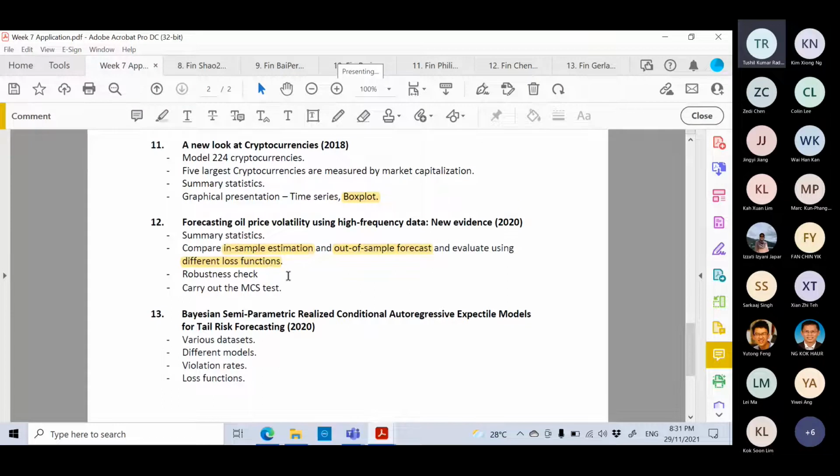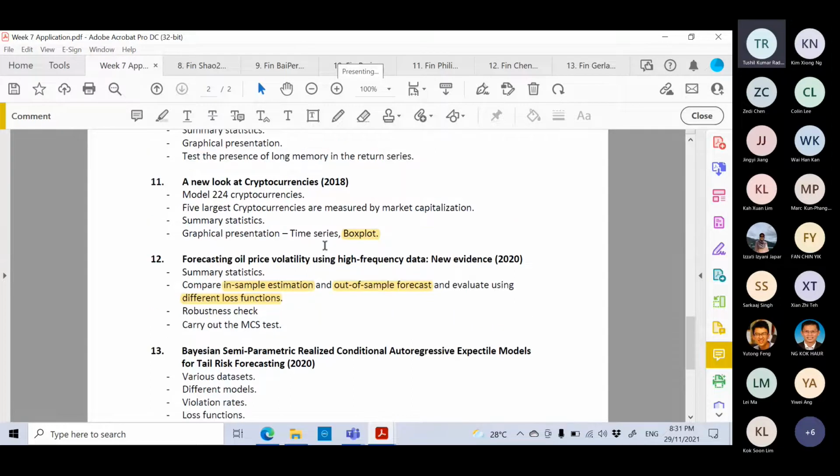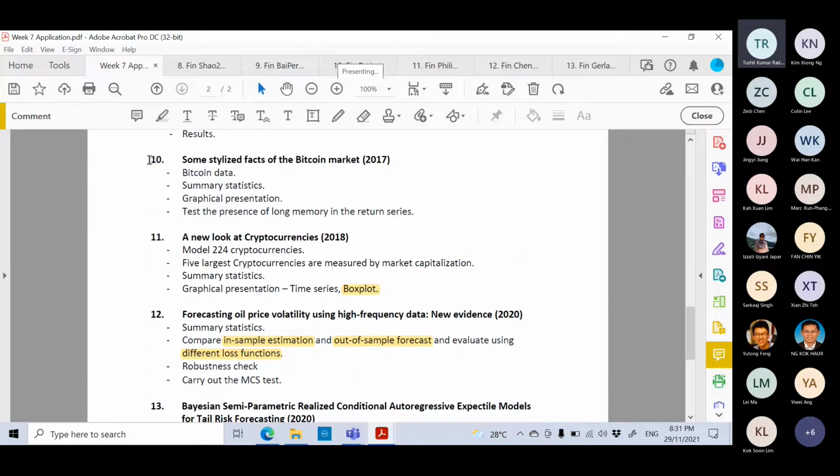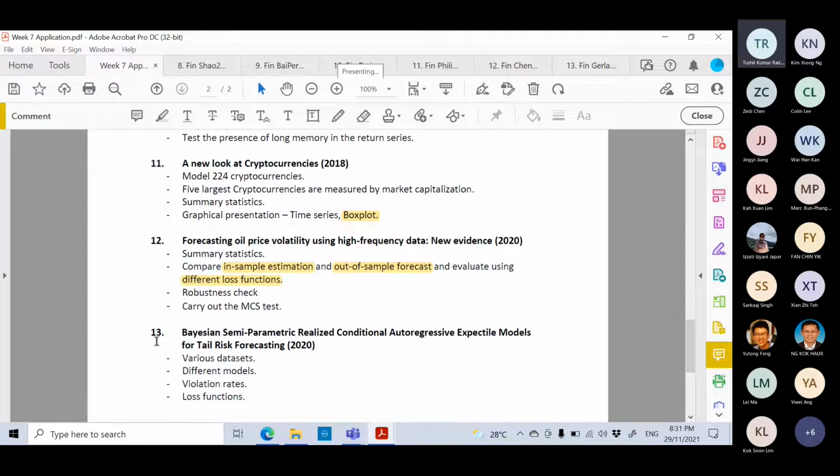For the majority of research with an application, you need to support it with different tests, to show how good your model is, and from the models themselves, you can test whether they are significantly different or not. So basically these papers, 10 until 13, are basically the same.